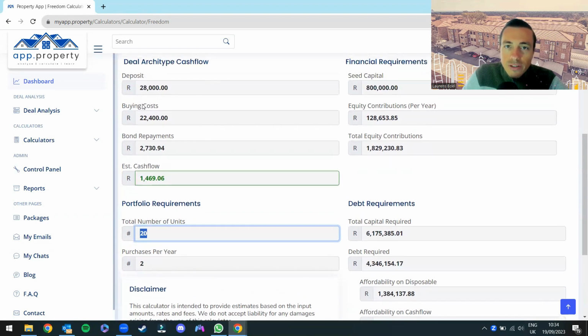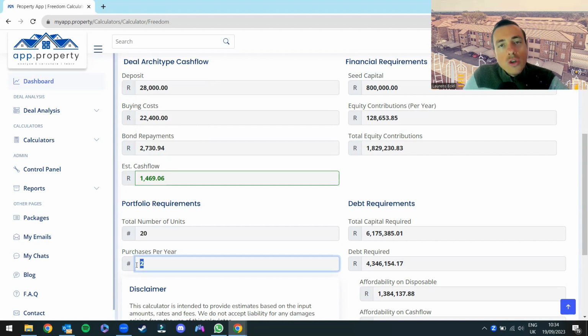So in order to reach your goal of 30,000 Rand, you need to purchase 20 of these specific deals. So if your archetype is accurate, you would need 20 of these purchases to be able to achieve your goal, and that would be roughly 2 per year to reach it within your timeline.